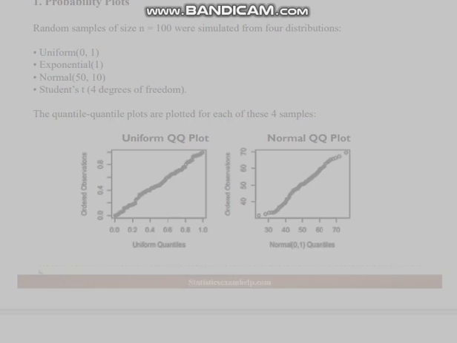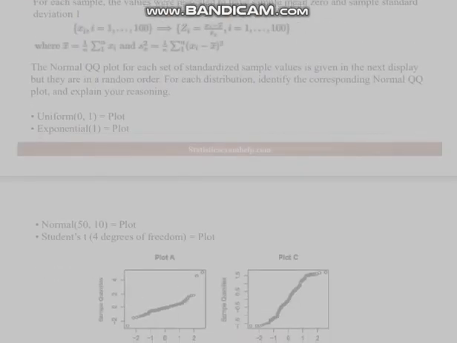Exponential QQ plot, t distribution QQ plot. For each sample, the values were rescaled to have sample mean 0 and sample standard deviation 1. The normal QQ plot for each set of standardized sample values is given in the next display, but they are in a random order. For each distribution, identify the corresponding normal QQ plot and explain your reasoning.